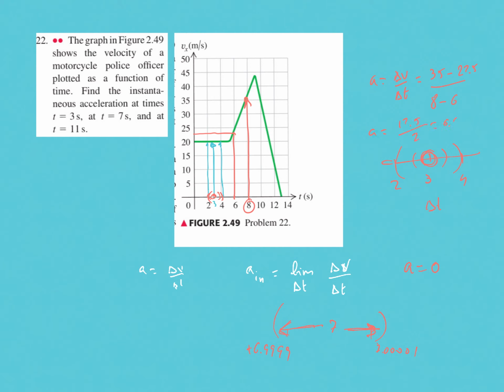At t equals 7, and at t equals 11, t equals 11 is here. You do the same thing, and you will find a negative acceleration. The change in velocity will be negative. Let's go to the next question.